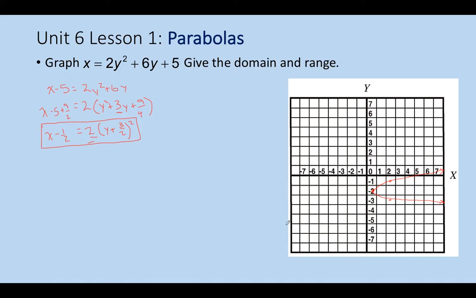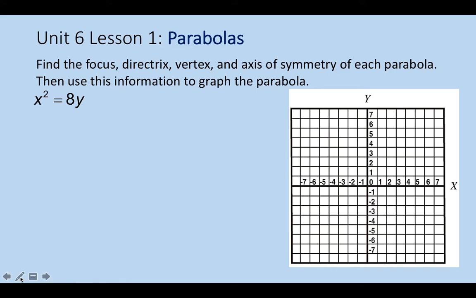All right, so that's graphing some parabolas. But what about some examples where we don't necessarily have a full formula? What we have here is just kind of this other one, the one that we introduced, where we had x squared equals 4py, or y squared equals 4px. Well, here we've got x squared, which means that this is actually a vertical parabola.